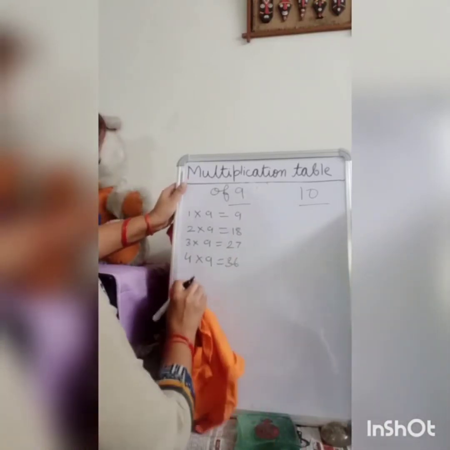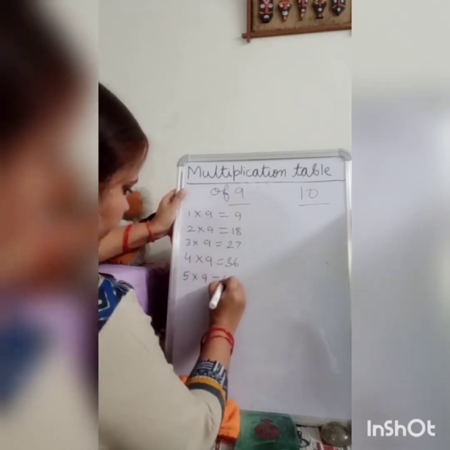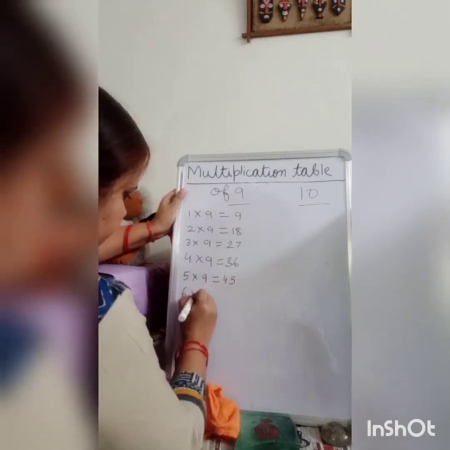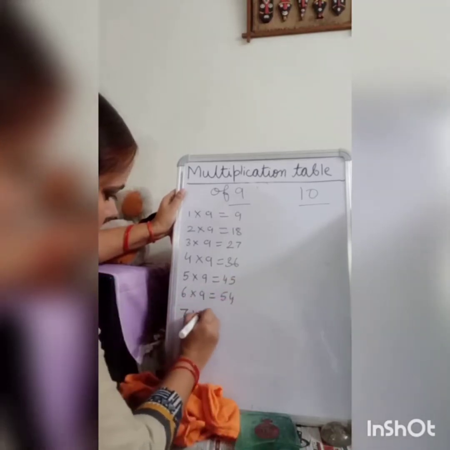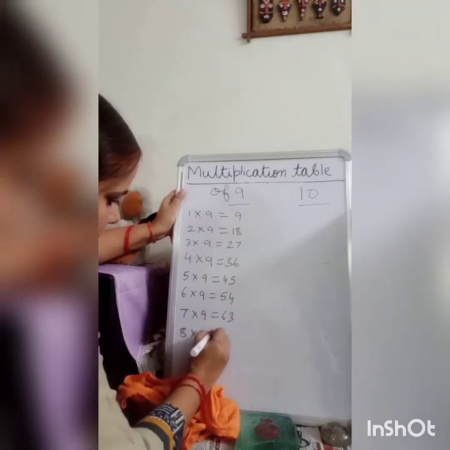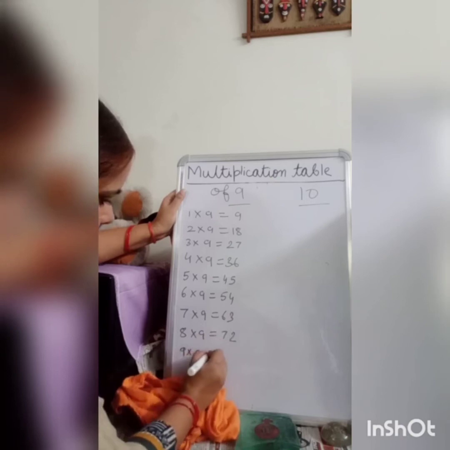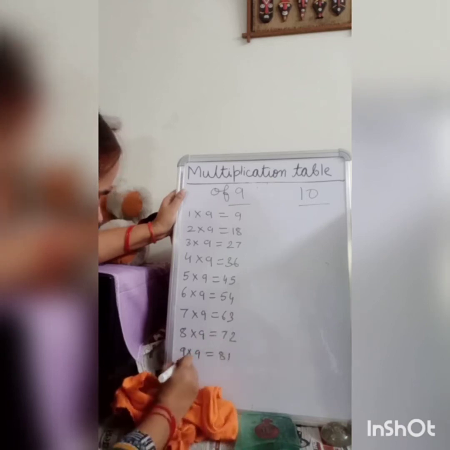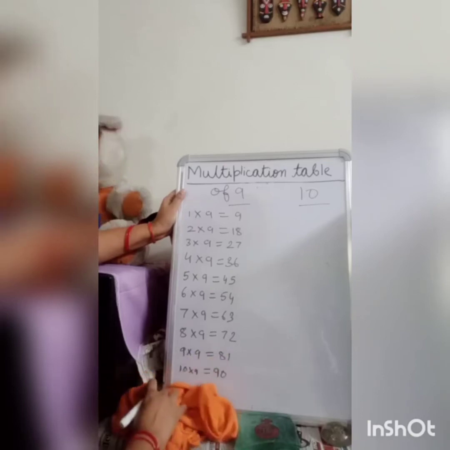5 times 9 is equal to 45. 6 times 9 is equal to 54. 7 times 9 is equal to 63. 8 times 9 is equal to 72. And 9 times 9 is equal to 81. And 10 times 9 is equal to 90.